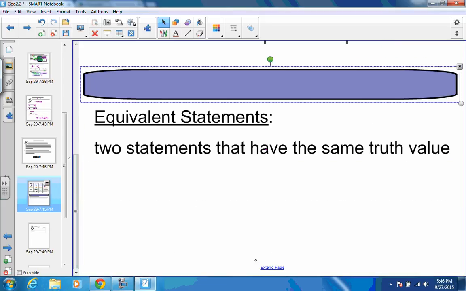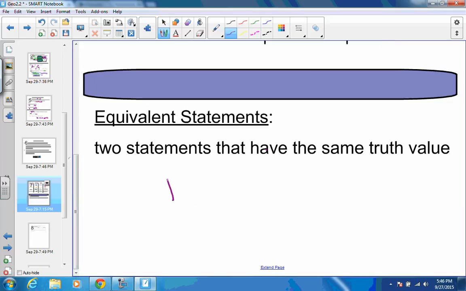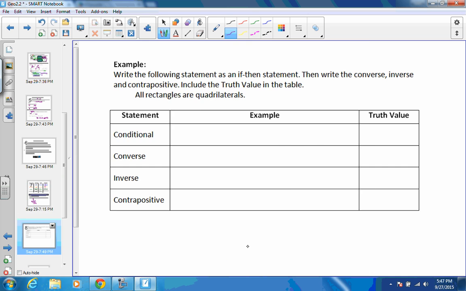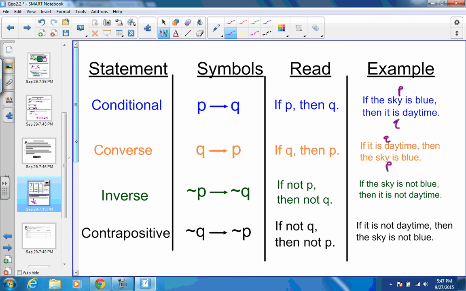So two statements, and those statements have to be the conditional, the converse, the inverse, or the contrapositive.